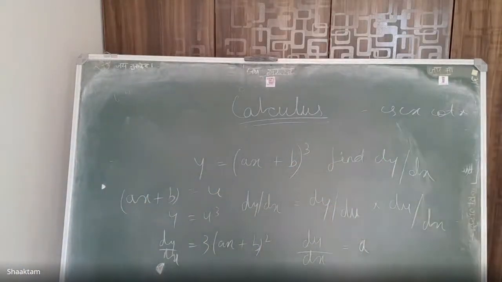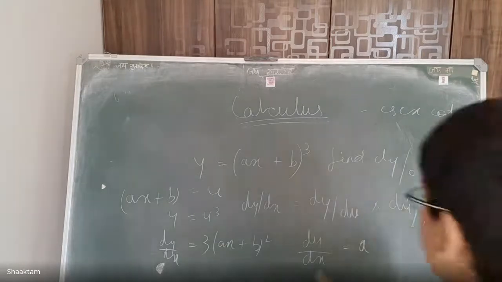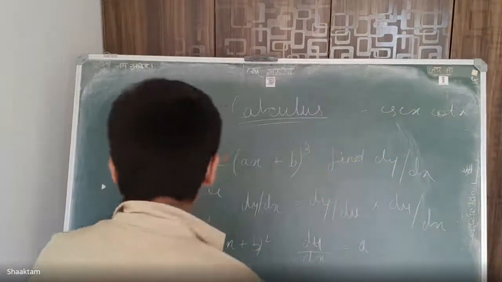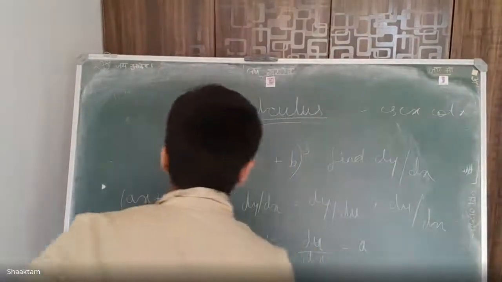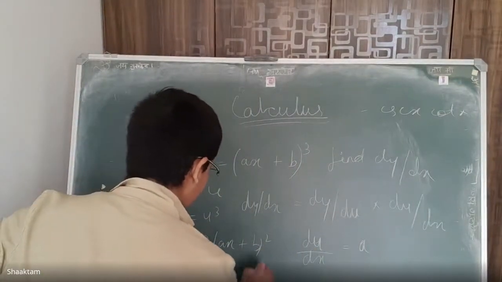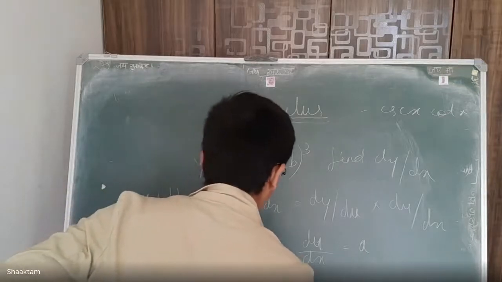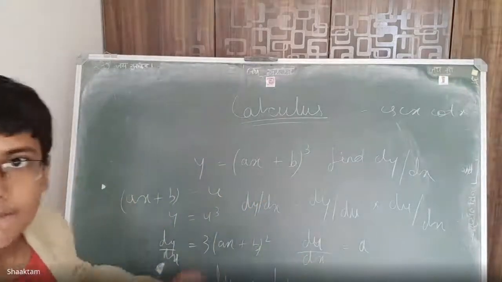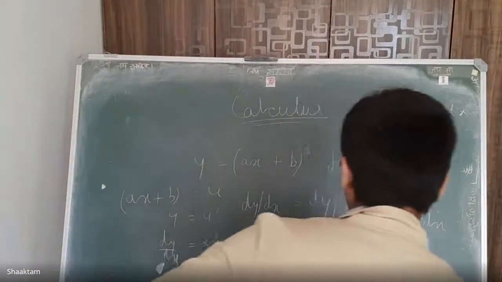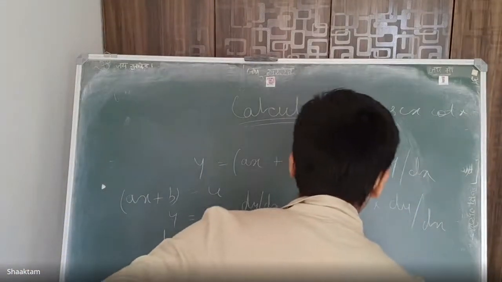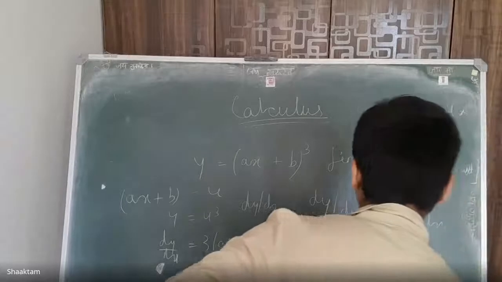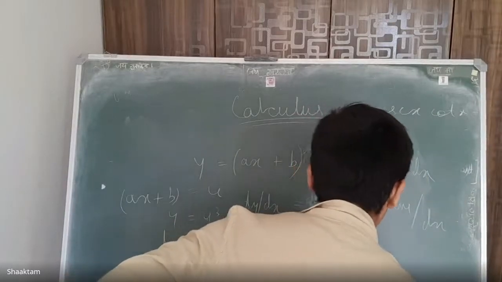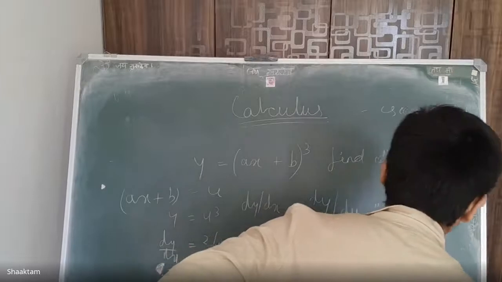Now, dy by du and du by dx. So dy by du into du by dx will be 3 into (ax plus b) the whole square into a. That is 3a into (ax plus b) squared.